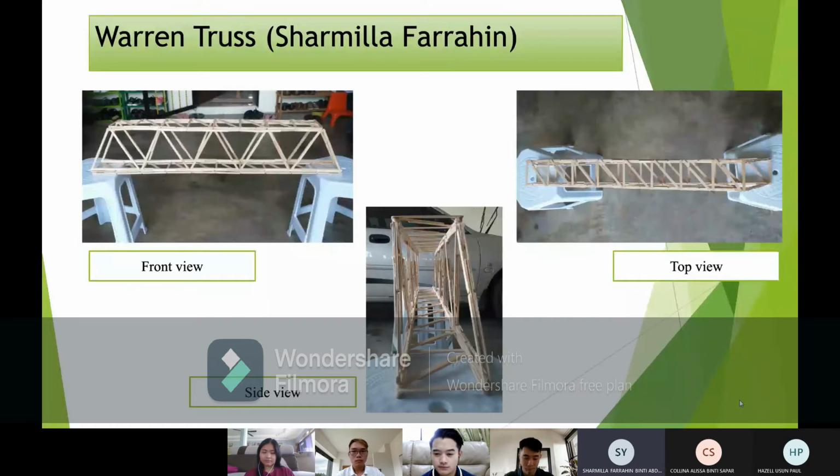So, for the introduction of our own bridge design, this is my design, the Warren truss, and I chose to build a Warren bridge. The size of my Warren bridge is 1 meter in length, 0.22 meter in height, and 0.105 meter in width. The Warren bridge also has advantages and disadvantages.